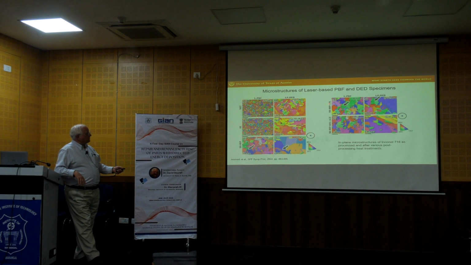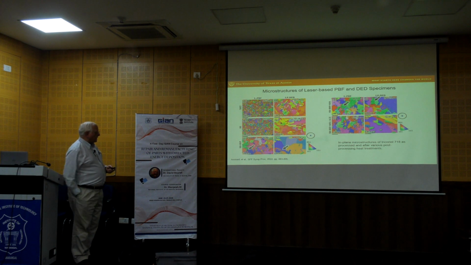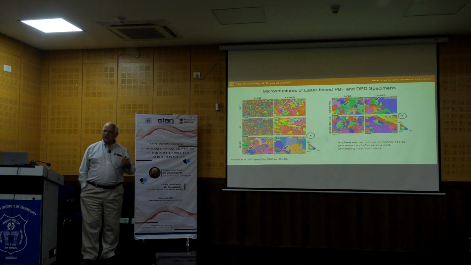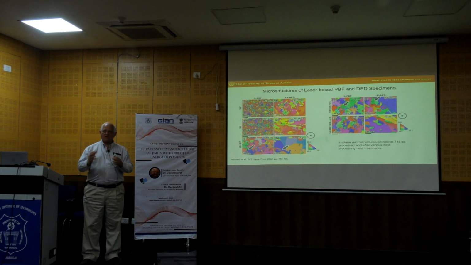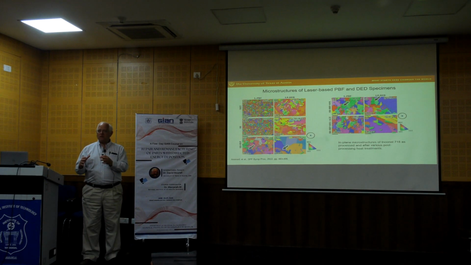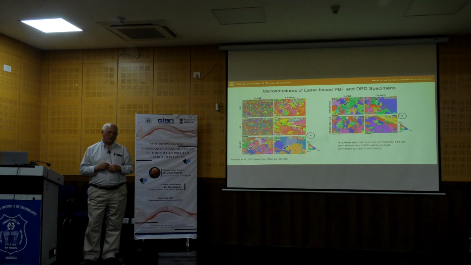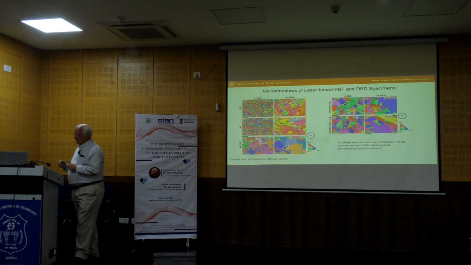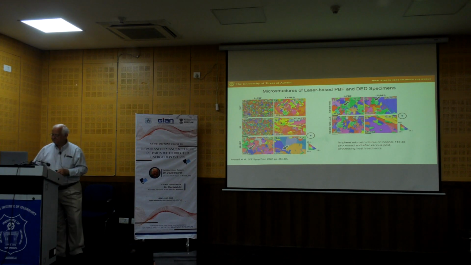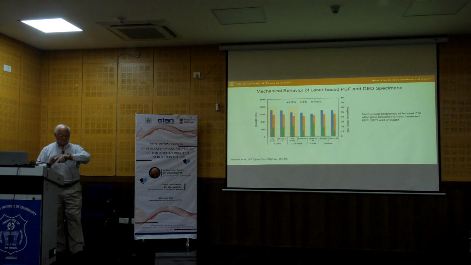Then after the HIP, after solutionizing, we have this structure. Again, not much change. And then after aging, we see this. So again, there's not a lot of change in the structure. I think from my perspective, the main takeaway from this is that powder bed fusion compares to DED by having a finer structure, which is going to give higher strength and a decrease in ductility.